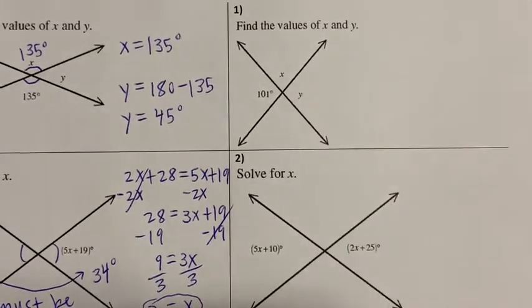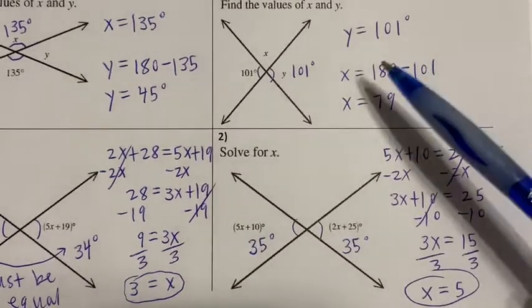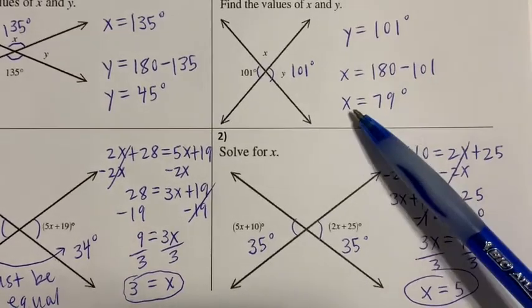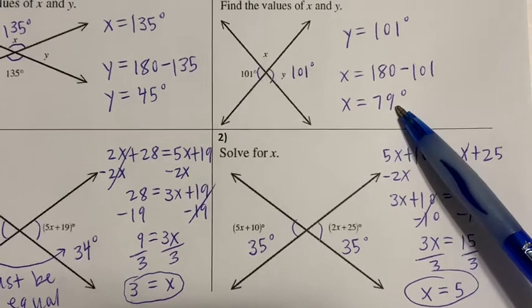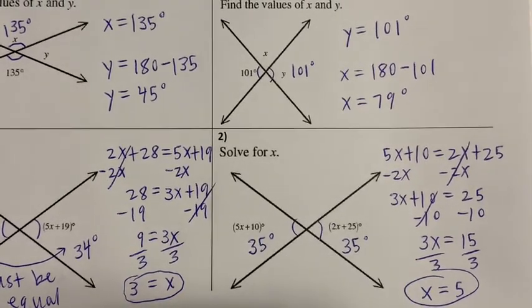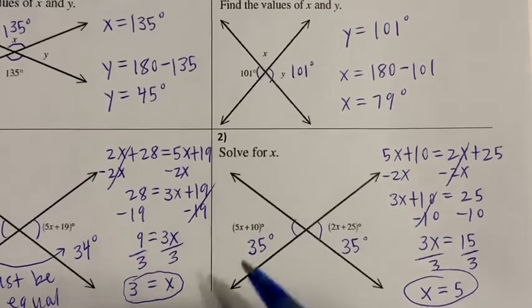All right, at this time, go ahead, pause the video and see what you come up with for you tries 1 and 2. Let's see how you did. So for you try 1, I got that Y is 101 degrees and X is 79 degrees. And for you try 2, I set my two expressions equal because they are vertical angles. I ended up with X equals 5. And to double check that X equals 5 was correct, I plugged it back into my two expressions and I ended up getting that both of these vertical angles were 35 degrees.